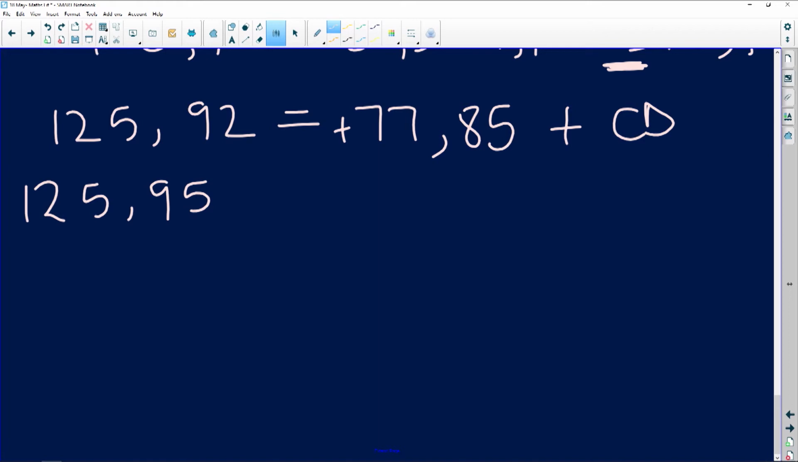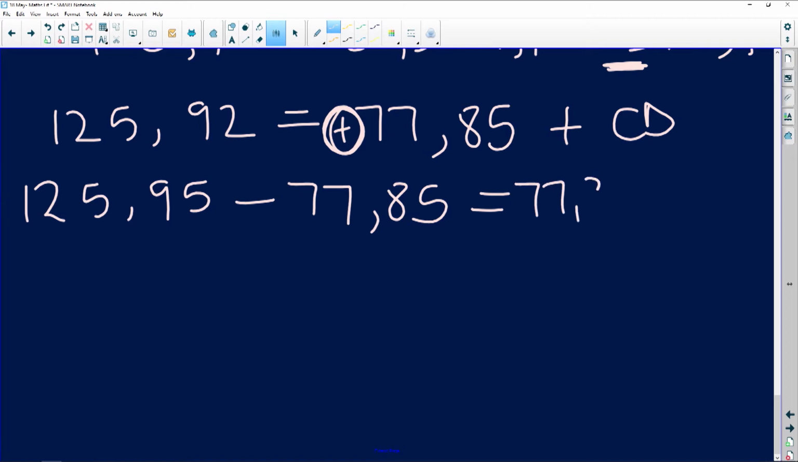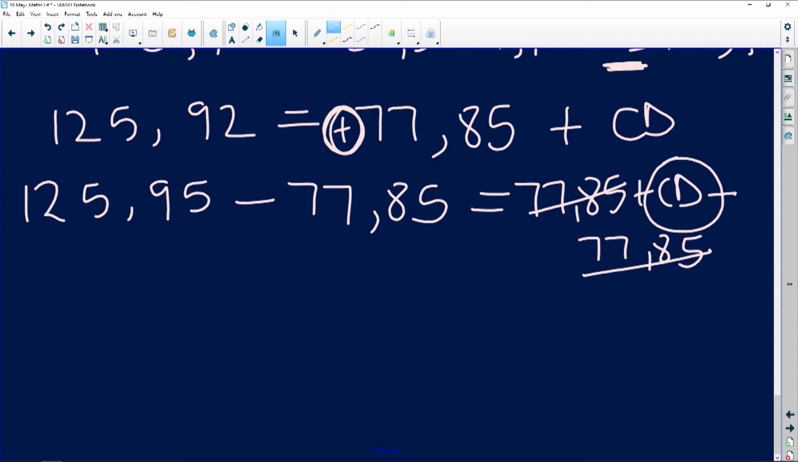125.95 minus 77.85, it's the opposite of that sign over there, is equals to 77.85 plus CD minus my 77.85. So this is going to cancel this because it becomes a 0, meaning that I'm only going to be left with my CD over there.